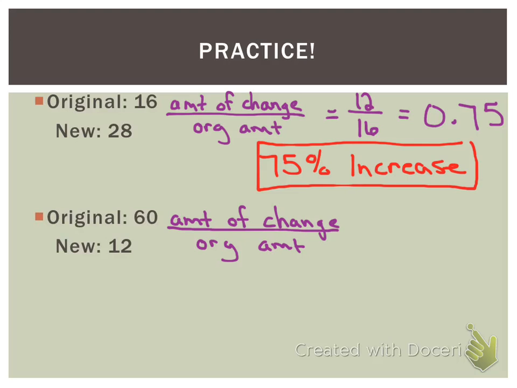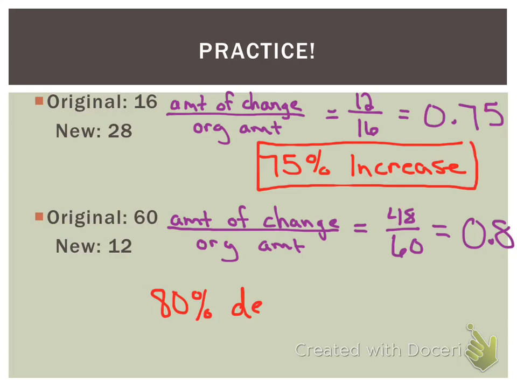All right, now on the second one, someone raise your hand and tell me what is going to be your fraction. Justin? 48 over 60. Very good, 48 over 60, because 48 is the difference between the two numbers, and 60 is my original. Now, class, what's 48 divided by 60? 0.8. Okay, so 0.8 is my decimal. And what is my answer? 80% decrease. Increase or decrease? Decrease. Very good.